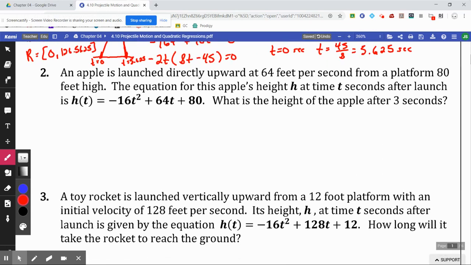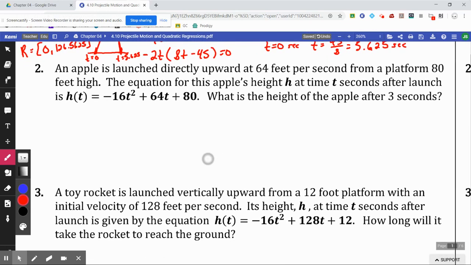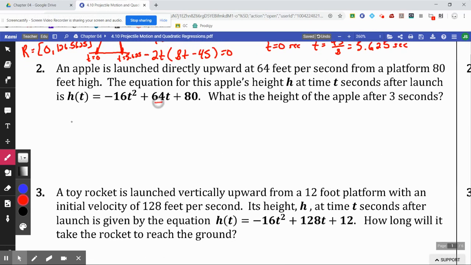Number 2, an apple is launched directly upward at 64 feet per second. And you can see the speed built into the formula here. This right here is actually the acceleration due to gravity, is where that negative 16 comes from. So that's where all of this stuff plays into the equation. The 80, we're about to see where that comes from. It's fired from a platform 80 feet high. So that's where that comes into the formula. And you'll get more of that when you deal with it in physics.